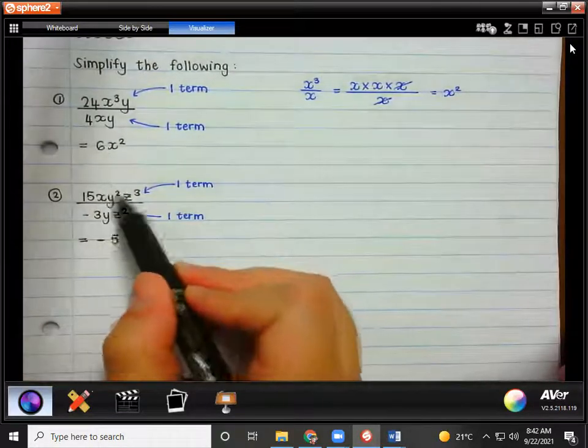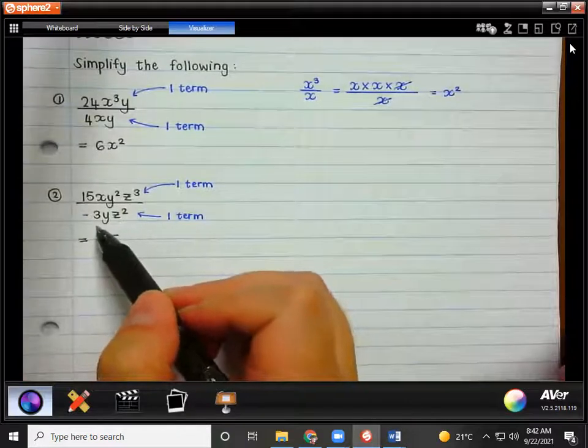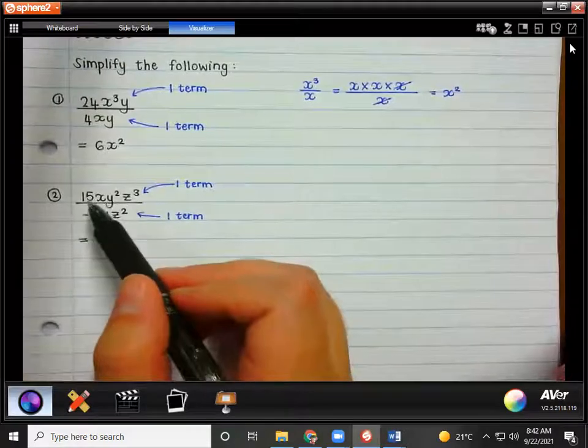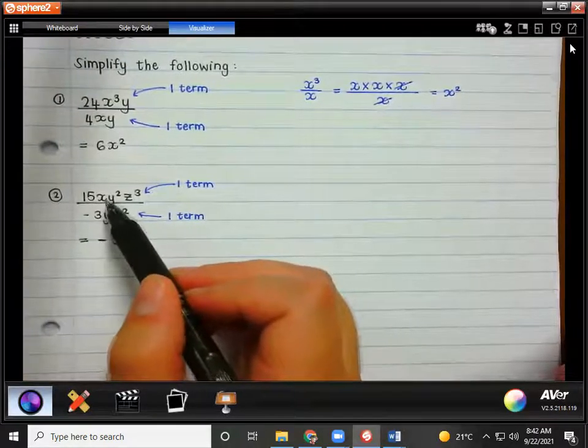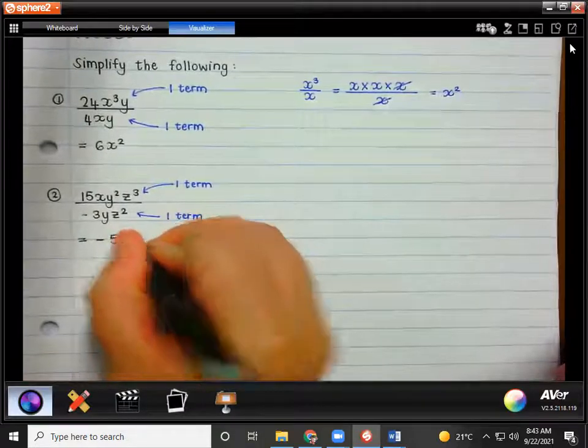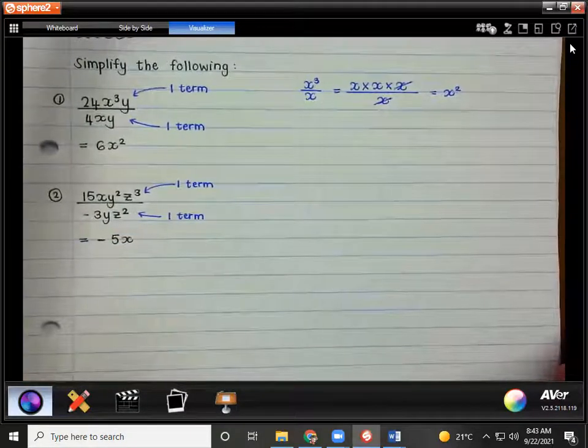Then we have an x at the top. Is there even an x at the bottom? No. So that x at the top can't be cancelled out. I can't divide it by anything. So my answer is just going to have that x in it.